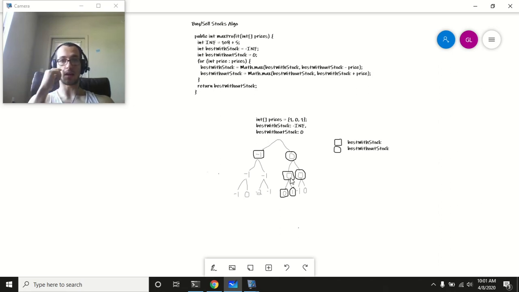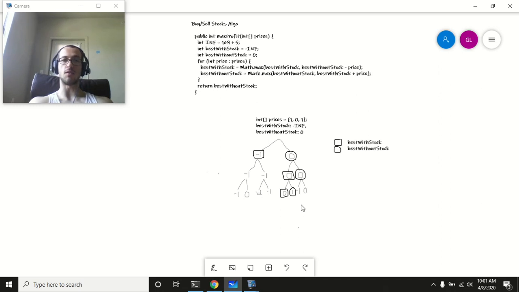Best without stock is our previous best without stock, 0, or best with stock plus the price. So in this case, 0 plus the price. So we sell at this time point, and so that's 1. And so we're gonna choose 1 over 0. And so in this case, our best without stock is 1. And so this algorithm returns 1. And so that's just an example of working through these buy and sell decisions at each time point.